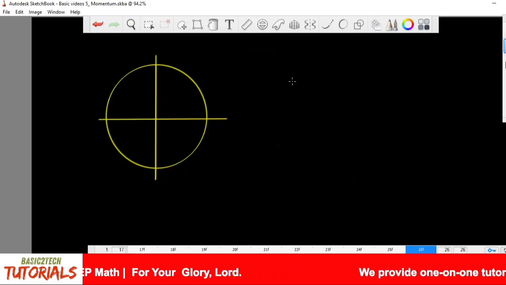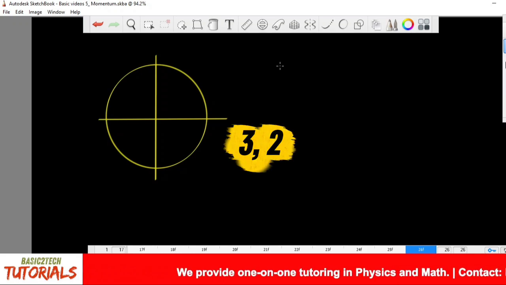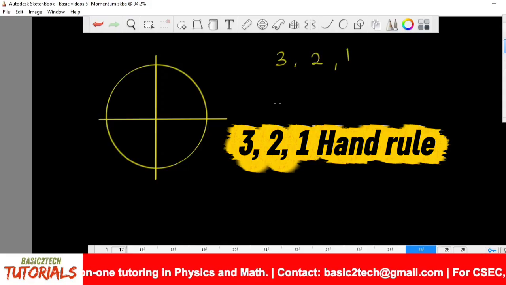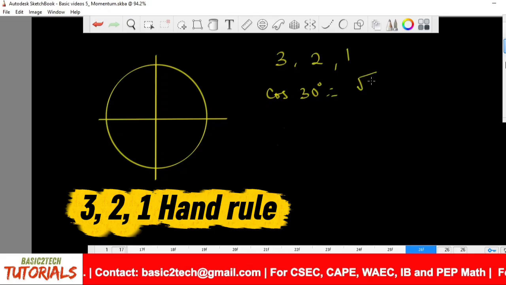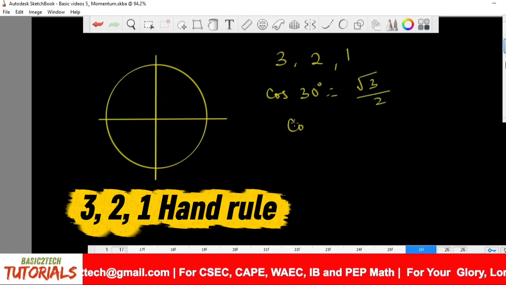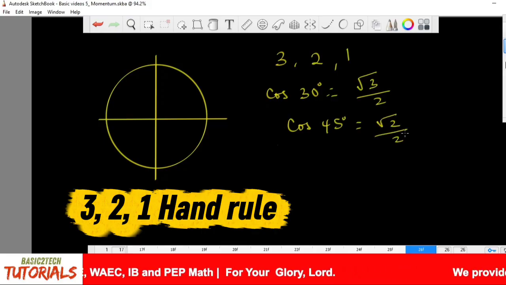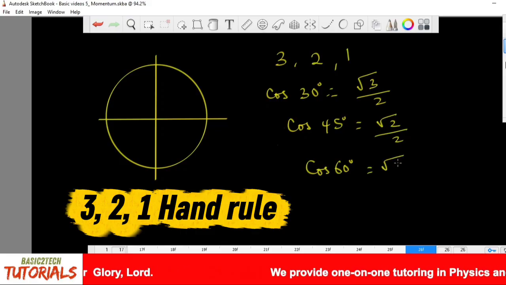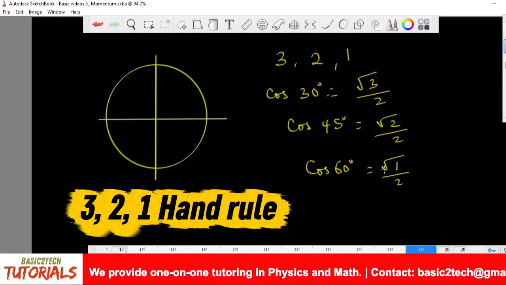And for cosine, we run it backwards. So for cosine, it is 3, 2, 1. So therefore, cos 30 degrees will be root 3 over 2. Cos 45 degrees will be root 2 over 2. And cos 60 degrees will be root 1 over 2. So sine climbs up, cosine slides down.